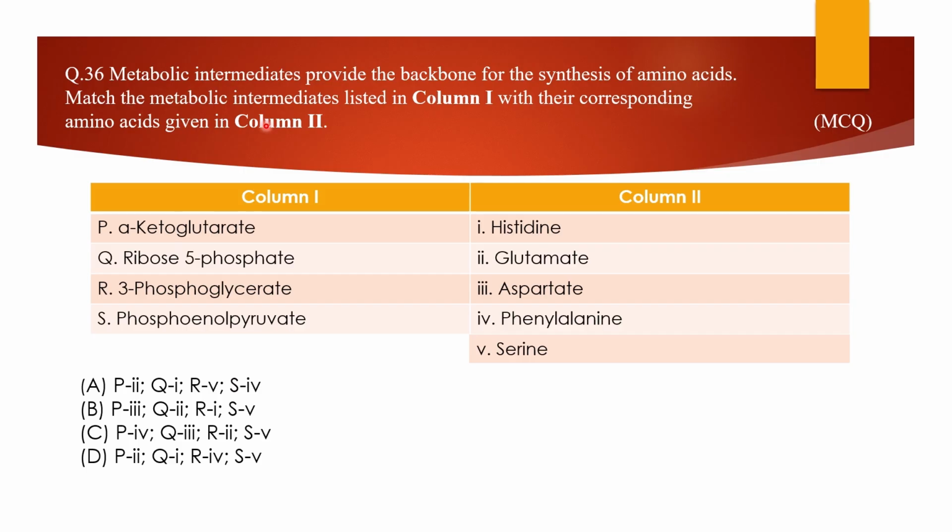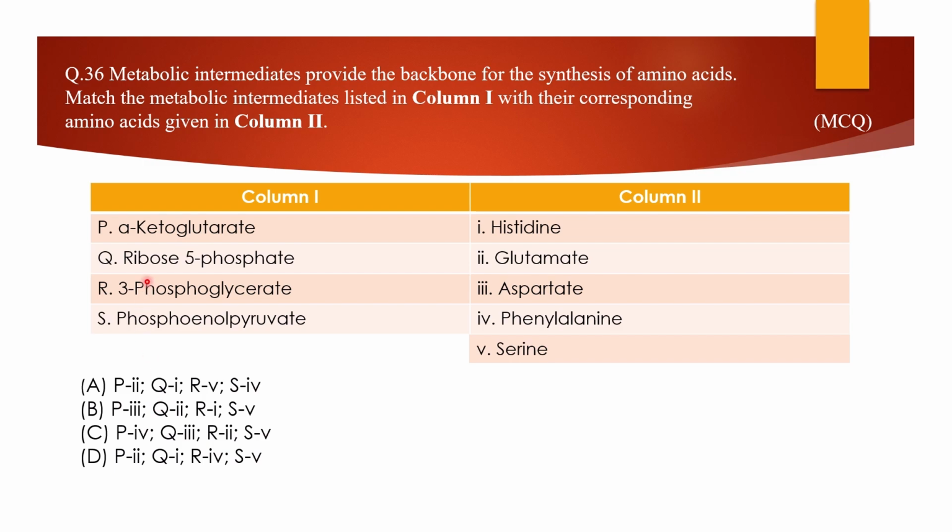Question 36. In this question, they have given two columns. Column 1 contains the metabolic intermediates and column 2 contains the corresponding amino acids. We have to match which metabolic intermediate forms which amino acid. So let's match. Alpha ketoglutarate forms glutamate, ribose biphosphate forms histidine, 3-phosphoglycerate forms serine, and phosphoenol pyruvate forms phenylalanine. So according to our match, the correct answer would be option A, that is P2, alpha ketoglutarate forms glutamate.